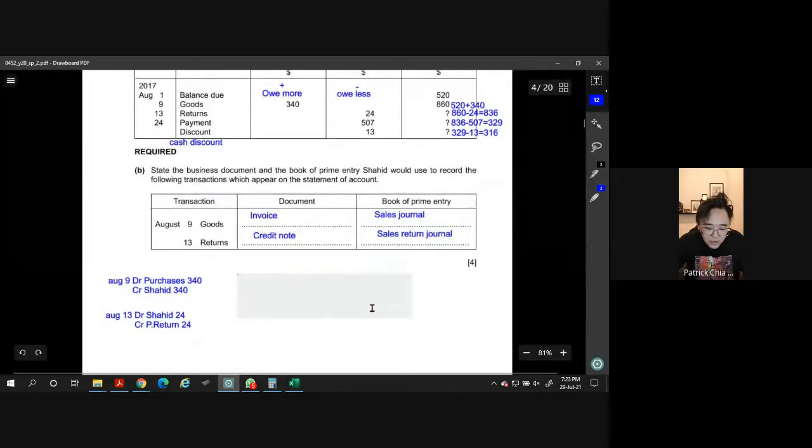So now it's August 24. What's the double entry here, guys? DR1, CR1. So we are Mariam. So do the money account first.